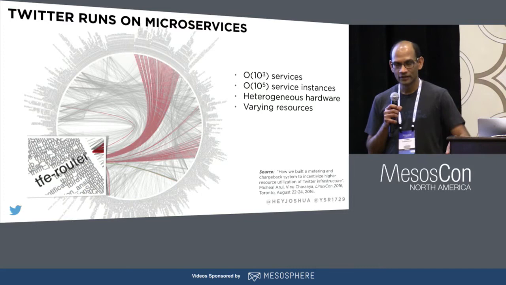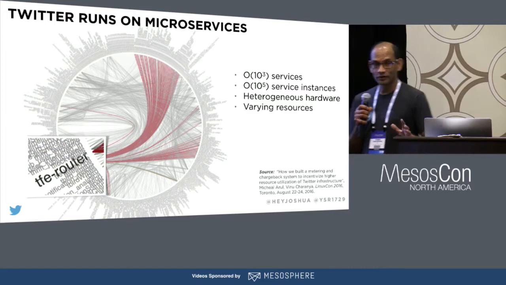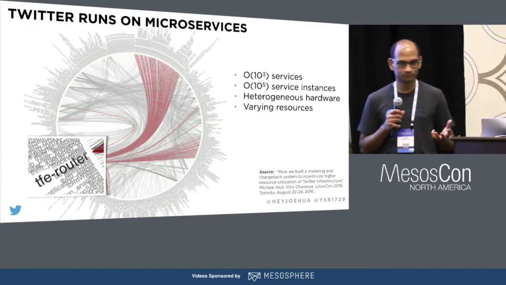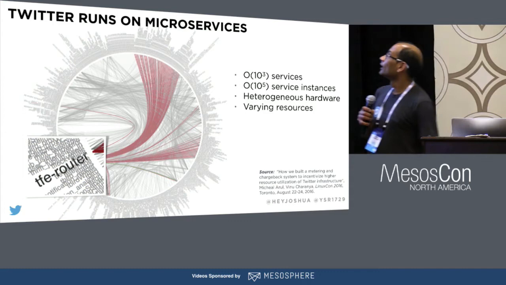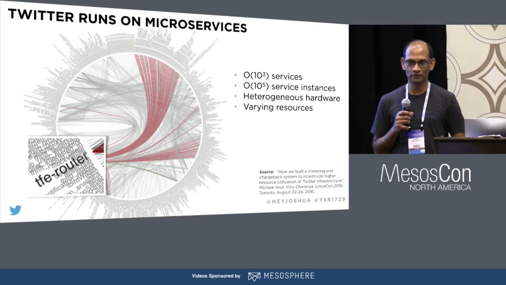Think of a service instance as a Unix process, for example. Many of our services run atop the Java virtual machine, so one way of thinking of the service instance is as a JVM. There are, of course, non-JVM service instances running as well, but the JVM makes up a large percentage of the services that we run. These services run on heterogeneous hardware. There could be several generations of servers in our data center, and our service instances might be scheduled on different kinds of hardware.